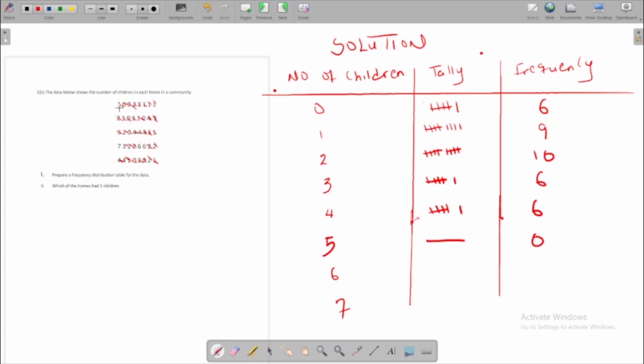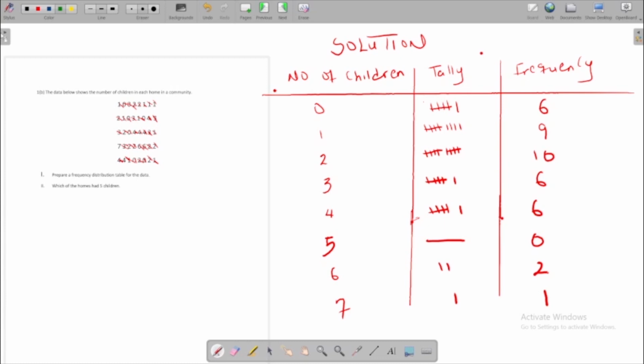So under 6, you don't have 6 here. You have nothing here. So we have 6 here, 1, 2. So 7. No 7, nothing here. So the 7 is 1. So we have our 1 here. So the first question, that is 1B(i), is to prepare the frequency distribution table.